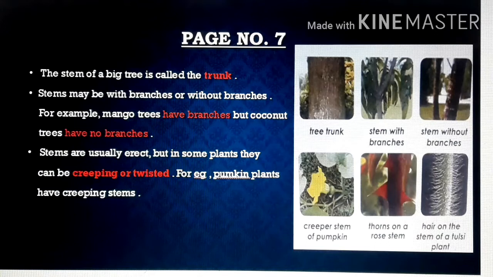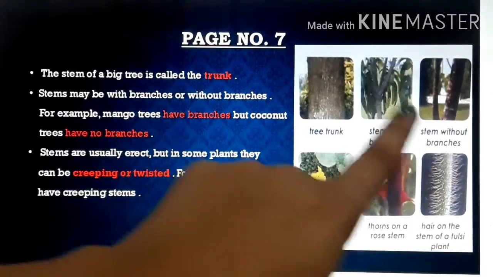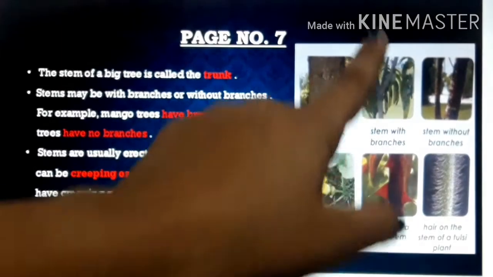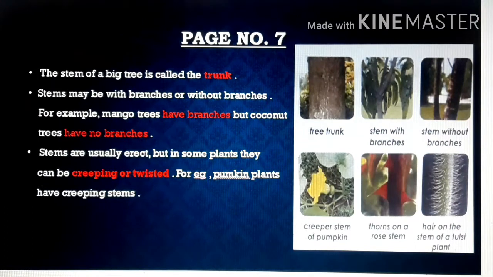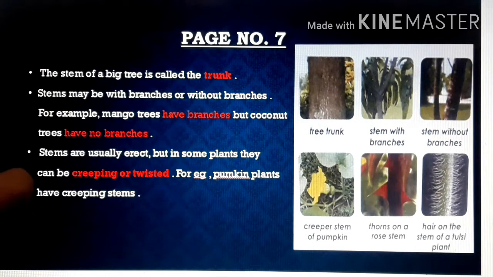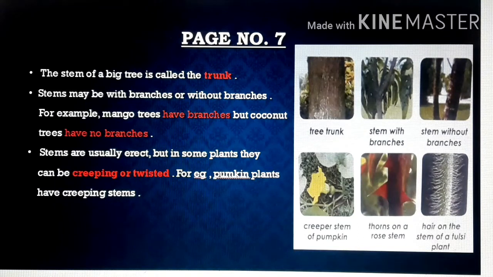Second point, stems may be with branches or without branches. For example, mango trees have branches, but coconut trees have no branches. Okay, so you can see stems with branches, stems without branches. So children, this stem has many branches. So you will find that mangoes are all around, you can see in the whole tree you can see the mangoes. But it is not in case of coconut.